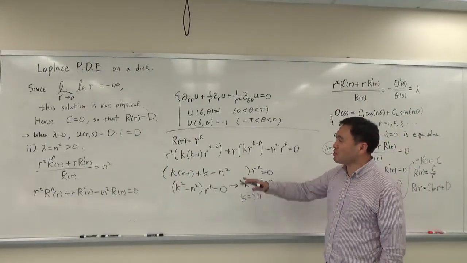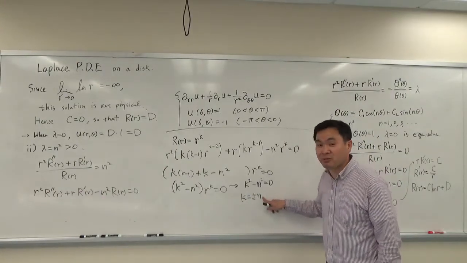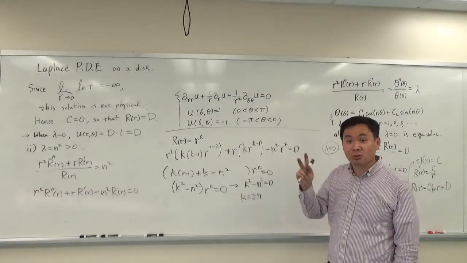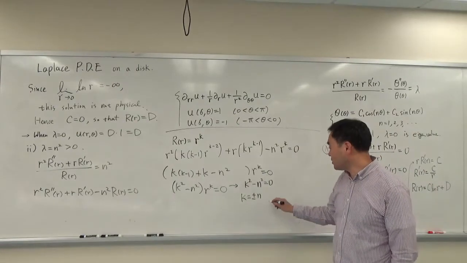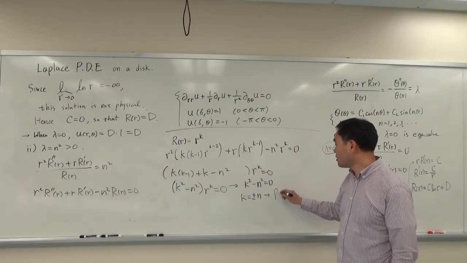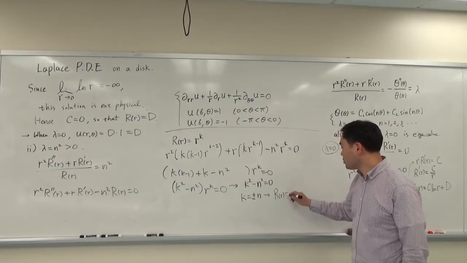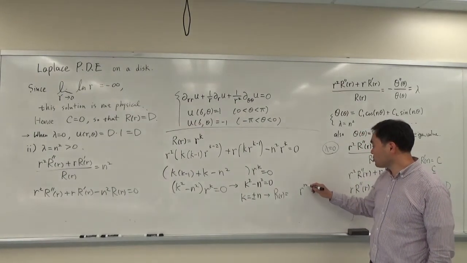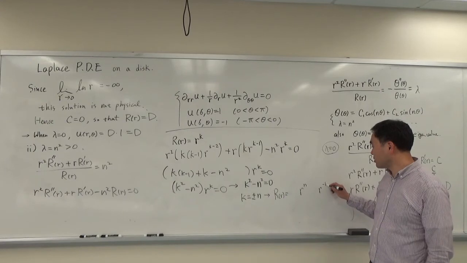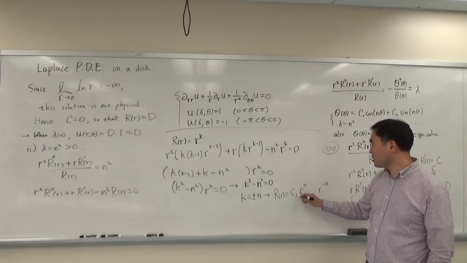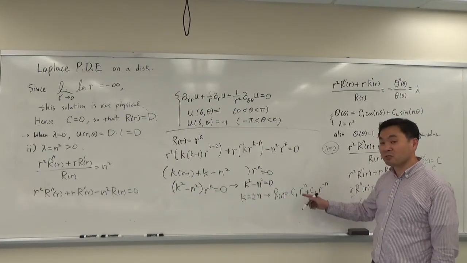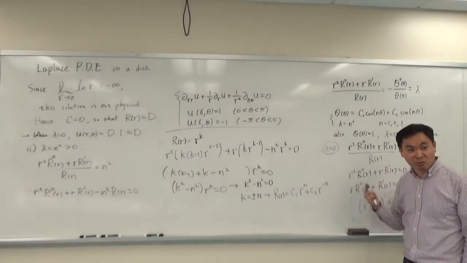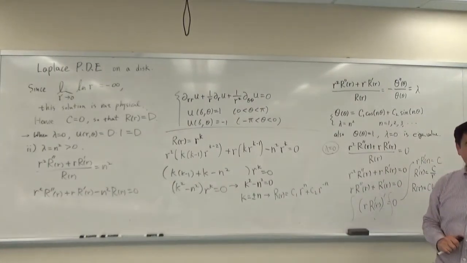Infinite? Huh? Oh, yeah, okay. For a fixed value of n, how many solutions? Two, right? So you get R of r as one solution will be r to the nth power. The other solution will be r to the negative nth power. You put C1, C2. Take the linear combination, take the superposition of the two solutions, that's the solution in general.